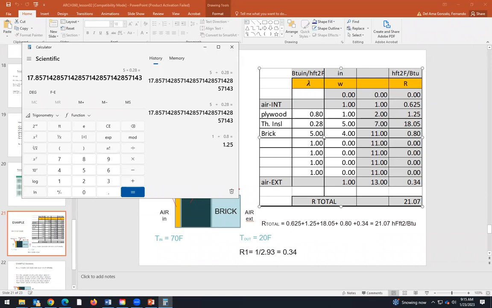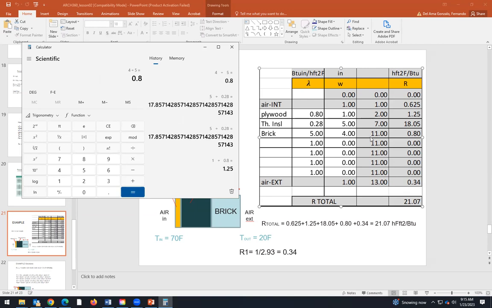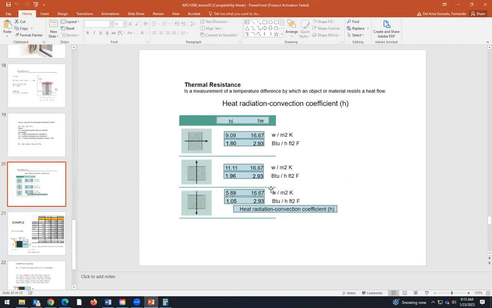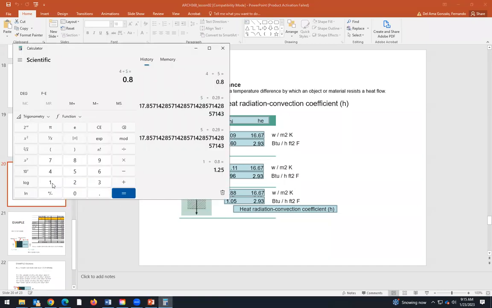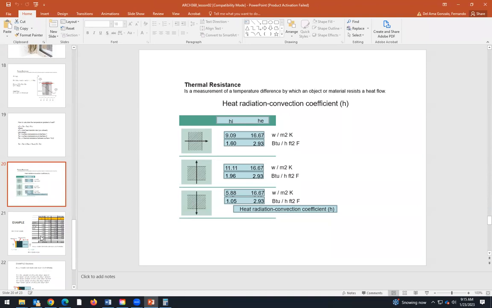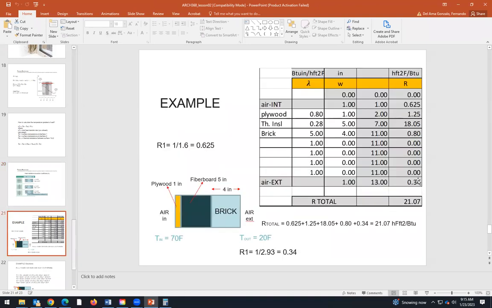And finally, we have the brick. So if the width is 4 and the thermal conductivity is 5, 4 divided by 5, this is 0.8. So that's correct. And finally, we have the exterior air. So what is the coefficient? It's 2.93. So 1 divided by 2.93, this is 0.34, which is this one, 0.34.